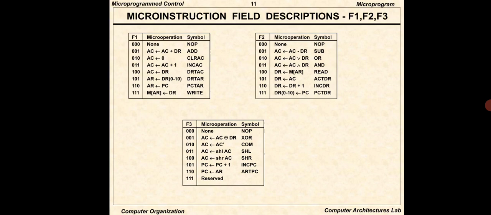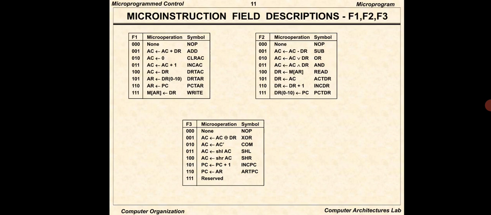If the same 001 is in the F2 field, then what happens? It is a subtraction operation. Accumulator contents minus the data register value are subtracted. Now if it is in F3, then the accumulator contents are XORed with the data register, and the result is stored in the accumulator. All the different micro instructions we want to implement are implemented using these 3 fields, with different combinations for different instructions.